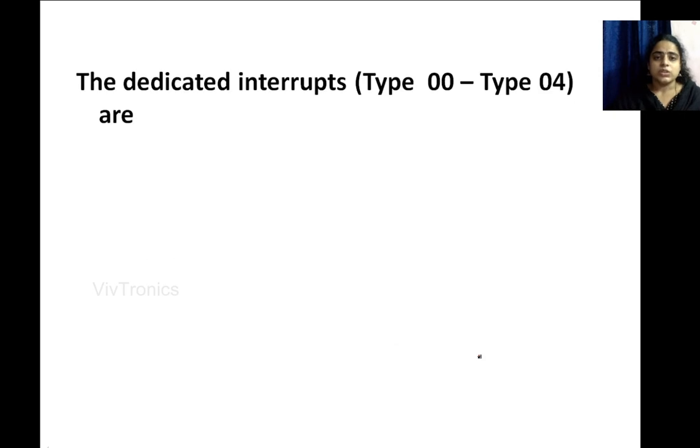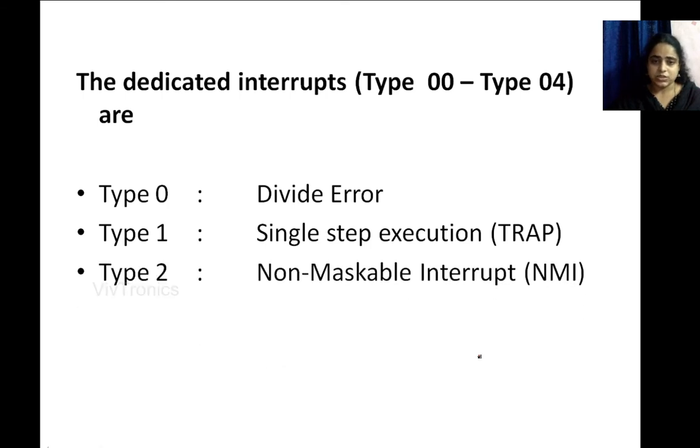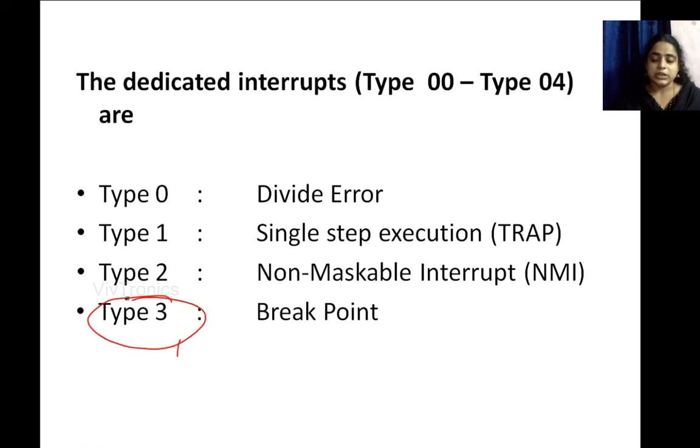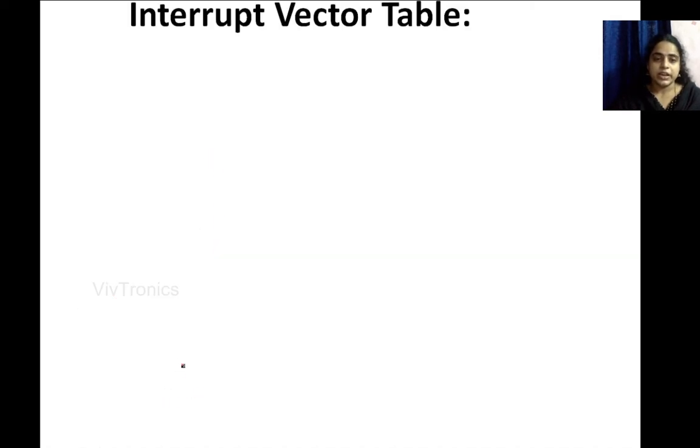The dedicated interrupts are: type 0 is divide error, type 1 is trap mode single step execution, type 2 is non-maskable interrupt, type 3 is breakpoint, which is the most commonly used interrupt in assembly language programming that we are going to cover in our next unit, and type 4 is overflow. These are the dedicated interrupts of 8086.